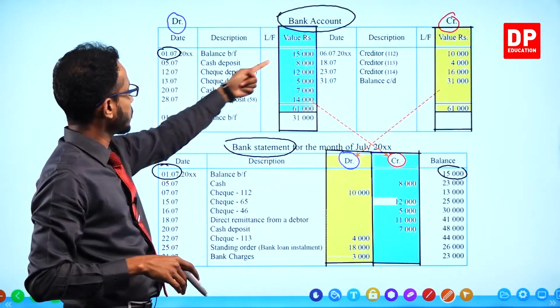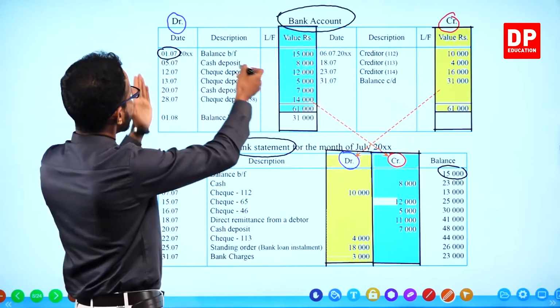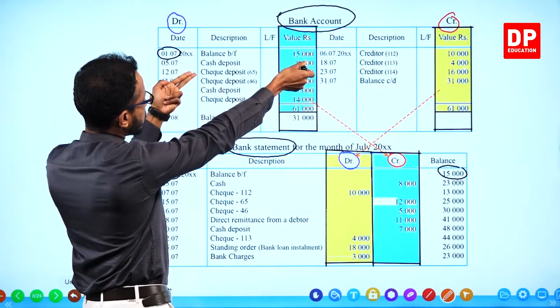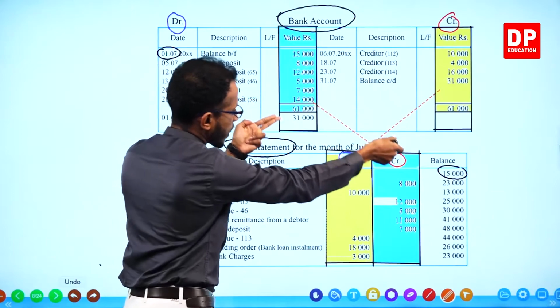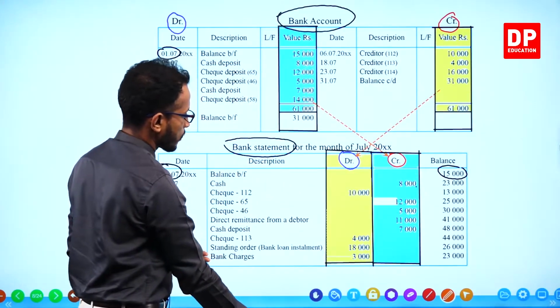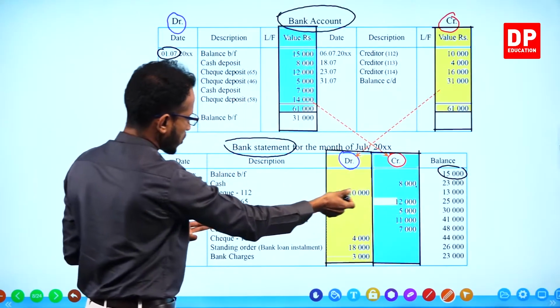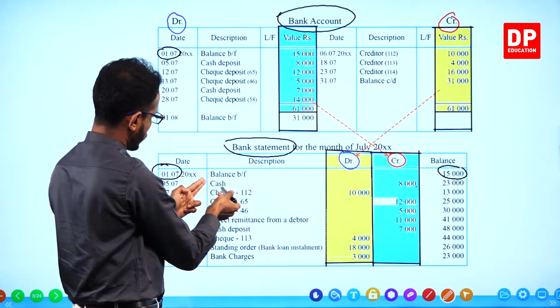Second item, cash deposit 8,000. Let's check whether 8,000 is there on the credit side. 8,000 is there. Check the description of it. Cash.